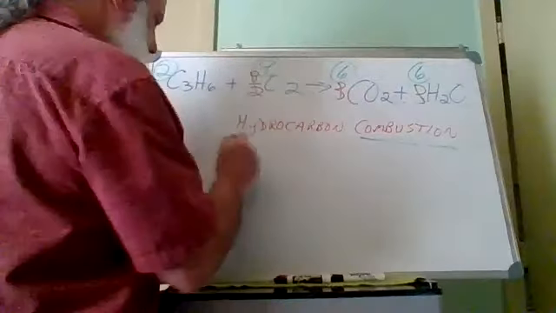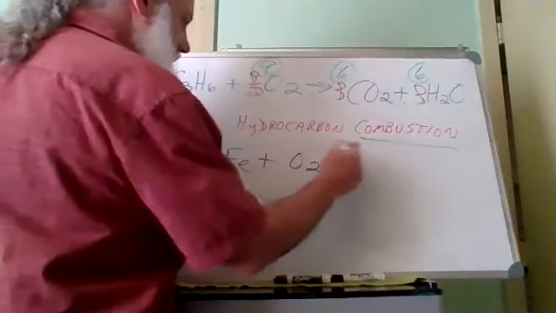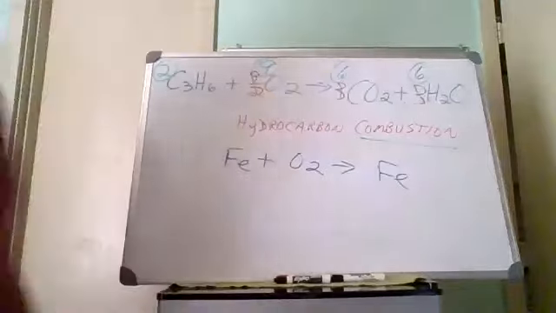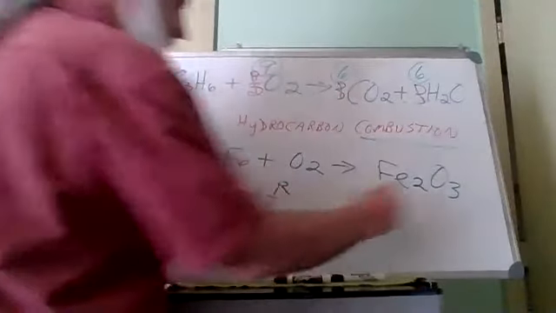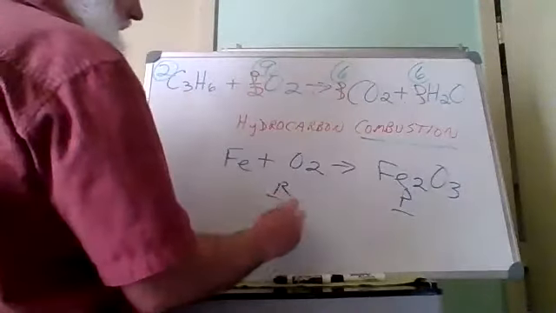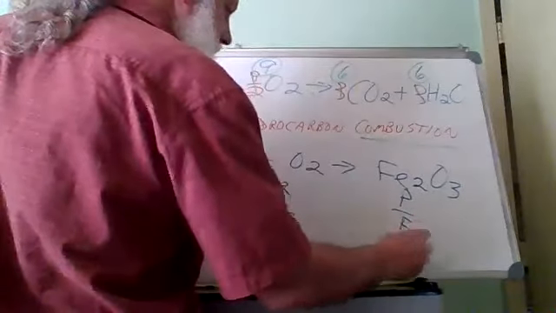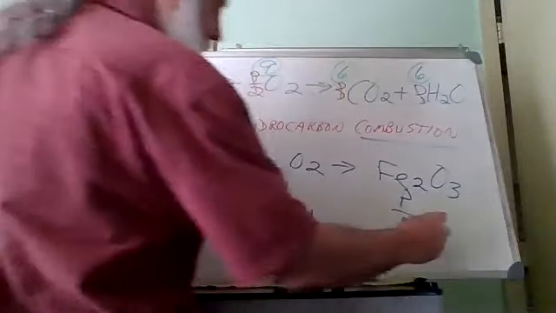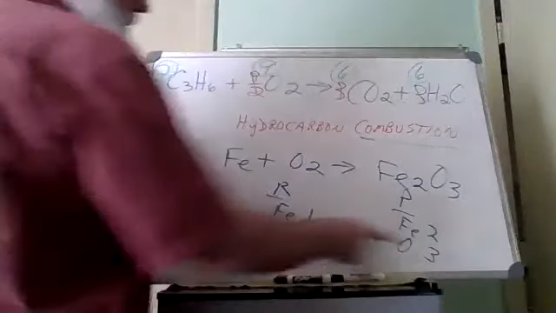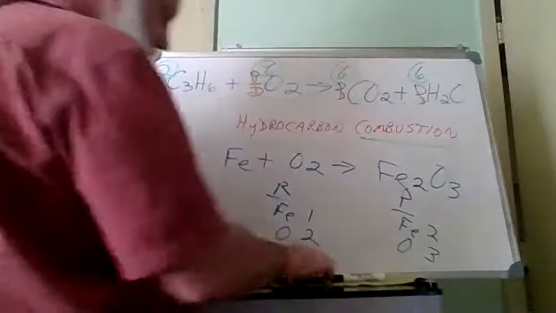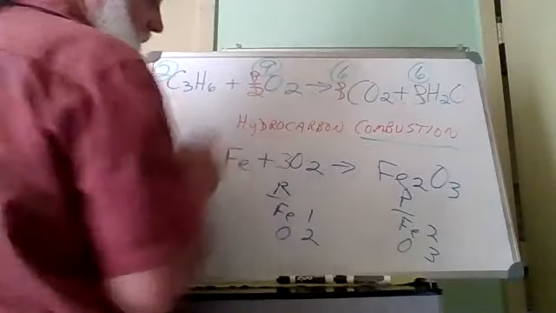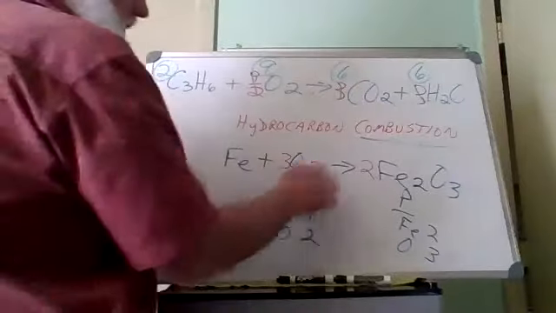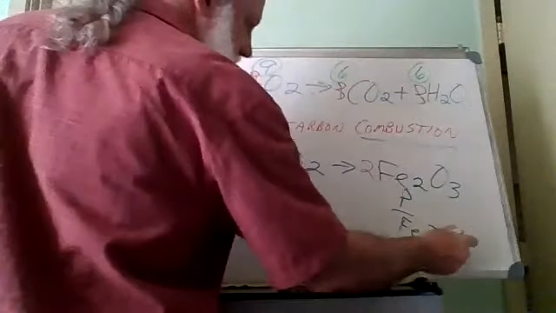If I have Fe plus O2 gives me Fe2O3, right, so reactants and products. So iron and oxygen, and here's 1 and 2 and 2 and 3. The oxygen is odd-even, so I'm going to balance that first. The lowest common multiple of 2 and 3 is 6. So I put a 3 here and a 2 here. 3 times 2 is 6 oxygens, 2 times 3 is 6 oxygens.